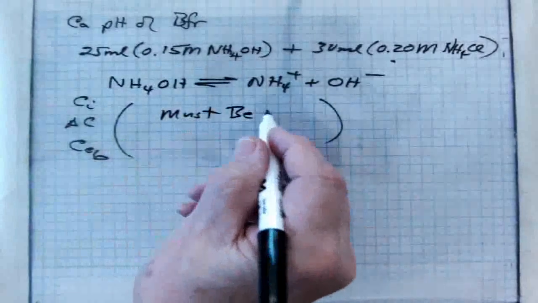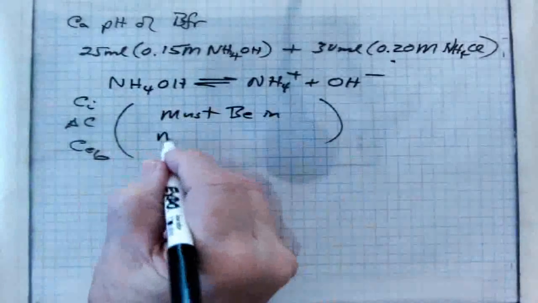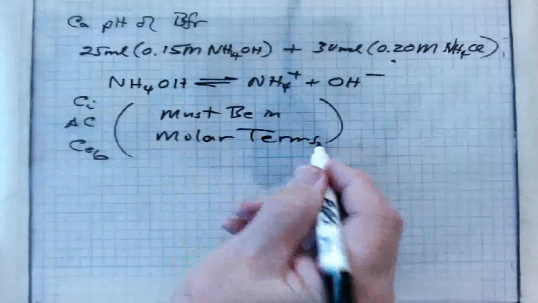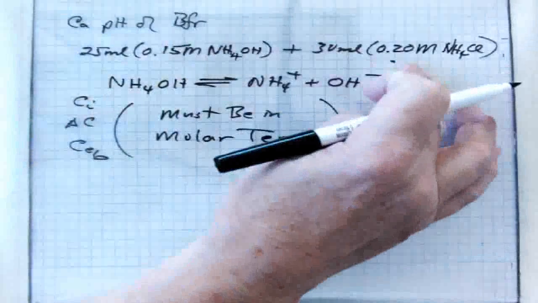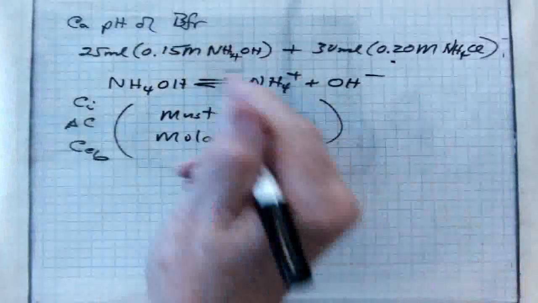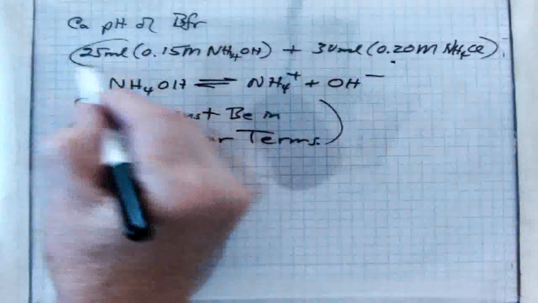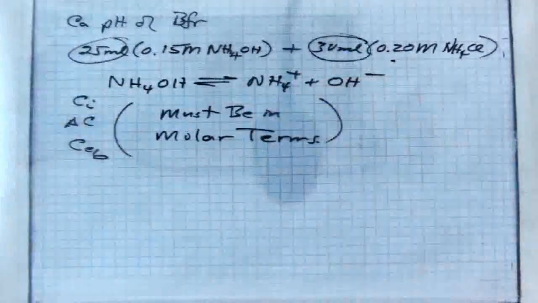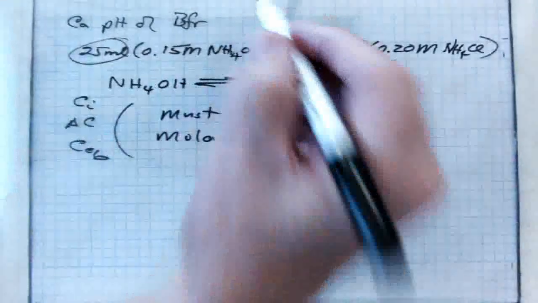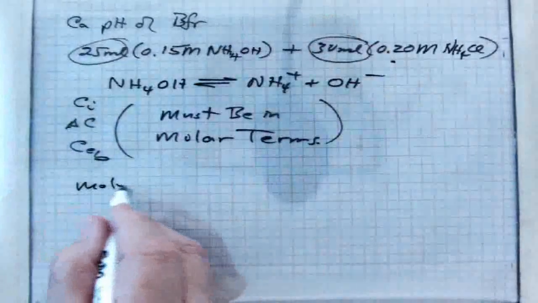trying to get to. So now we have 0.0038 mole over 0.055 liters. That is, you remember, 25 plus 30 is 55, and so it moves the decimal 3 places to the left, and this is your buffer solution right down here, this 0.055 liters.